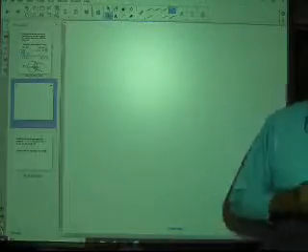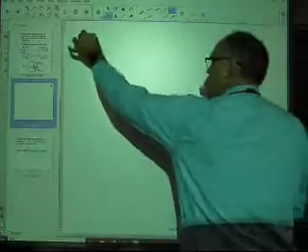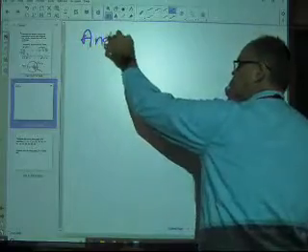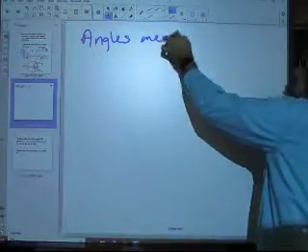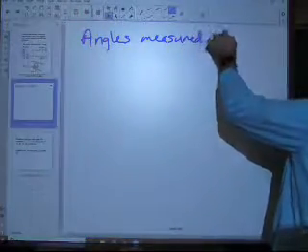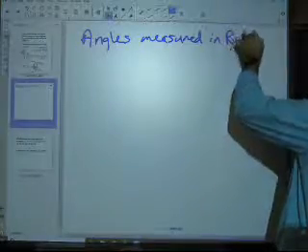Today we're going to look at a different way that we can measure angles. Instead of angles measured in degrees, which we spent a lot of time with last time, we're going to talk about angles measured in radians.